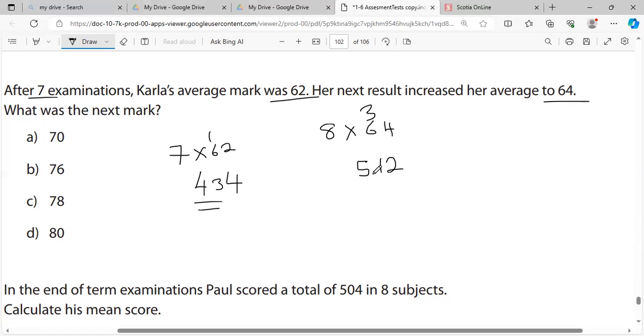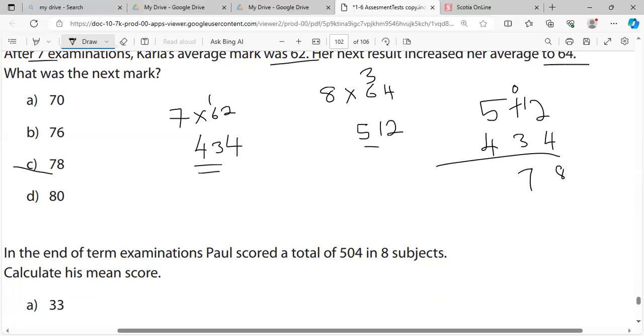So all we have to do now is find the difference between these aggregates. So it's going to be 512 subtract 434. Let's see how much we get. 4 from 2 you can't. 4 from 12 leaves 8. So that means she got 78 on the next test in order for her average to be 64. So guys, I'm done already.